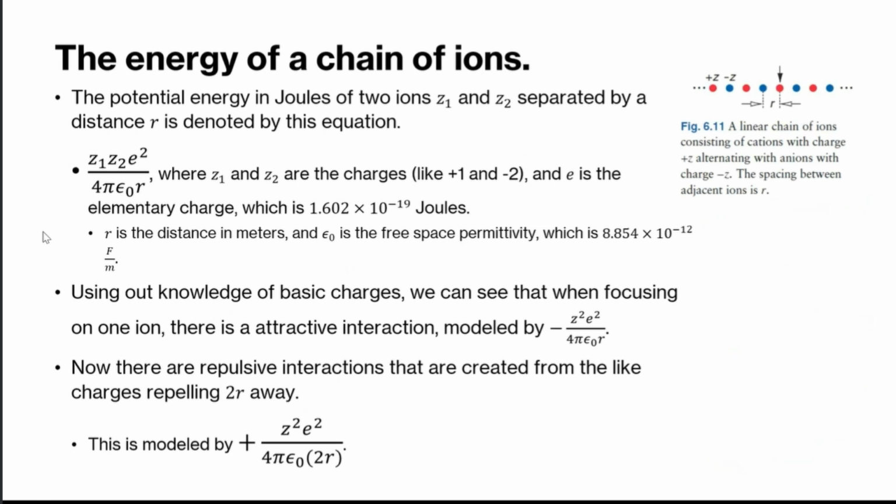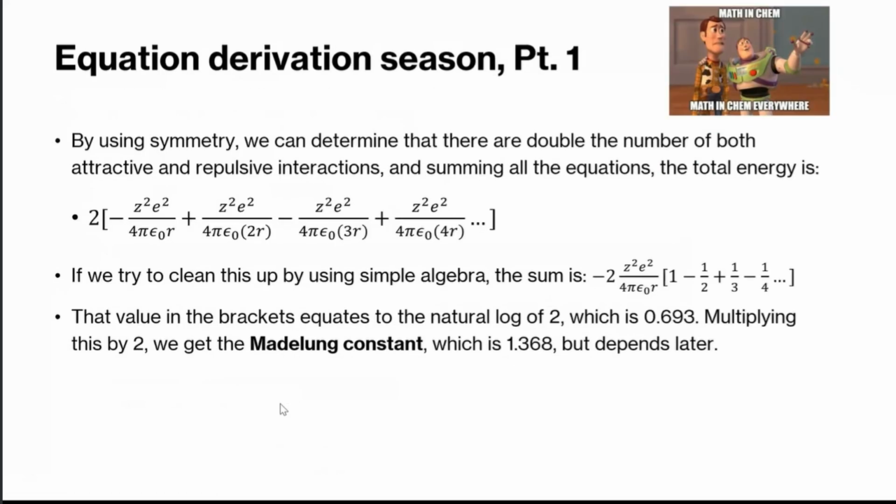Now, using the knowledge of basic charges, we can see that when focusing on one ion, there's an attractive interaction from that ion to the other ion. But there are also repulsive interactions, because if we focus on this ion, for example, there are also like charges, and since we have that repulsive interaction, we include this positive term. And we have twice the number of both attractive and repulsive interactions. If we sum all these equations, we get this total energy, which is a total mess.